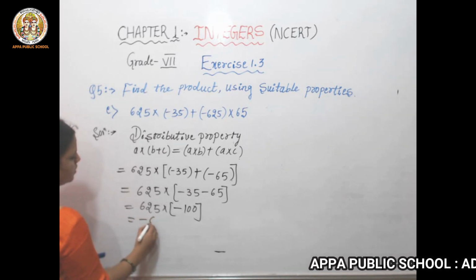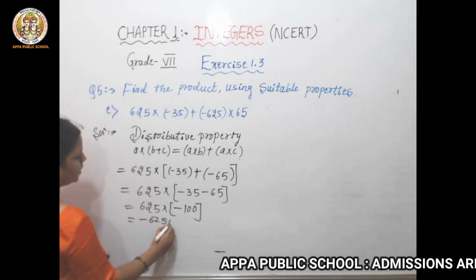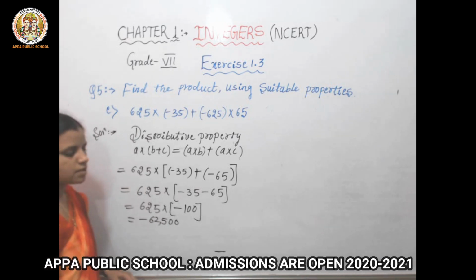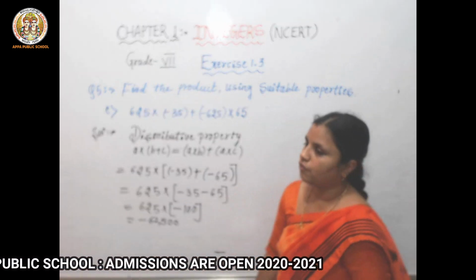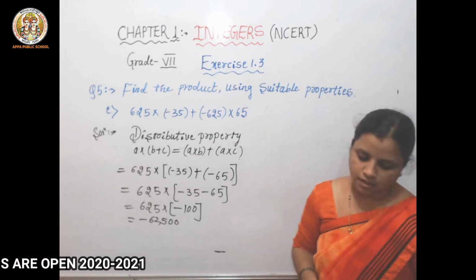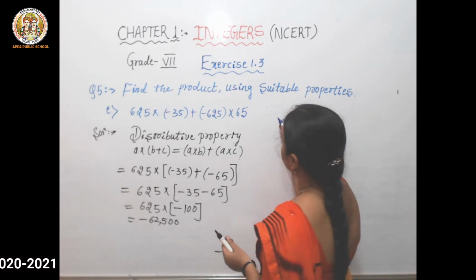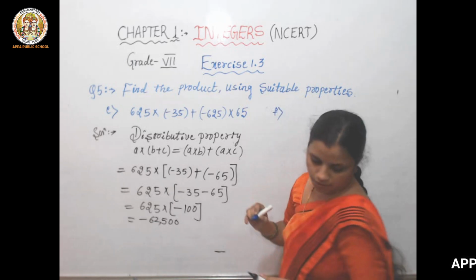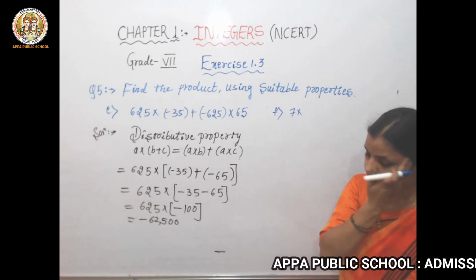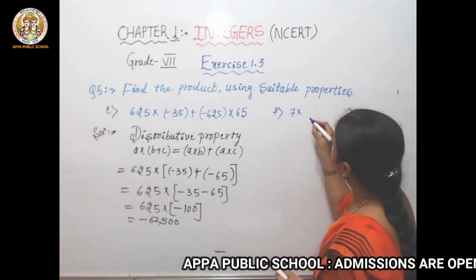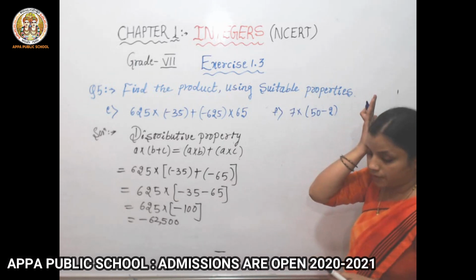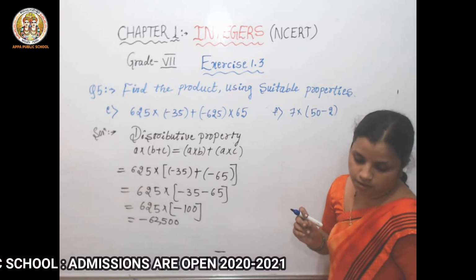So it has minus 62,500. So we got the answer as minus 62,500. This is regarding E. And the next one is F. F we are having the question as 7 into 50 minus 2.